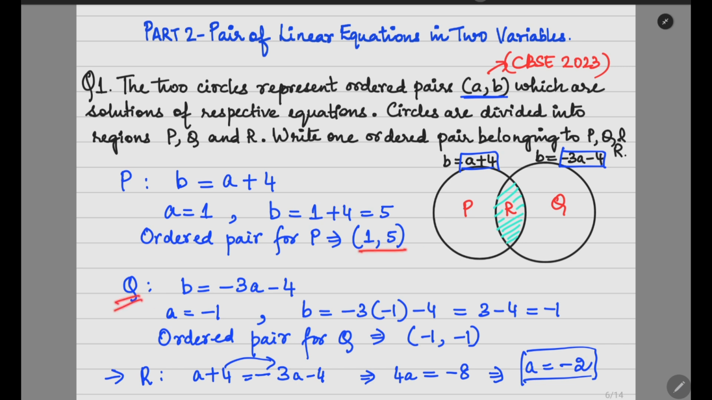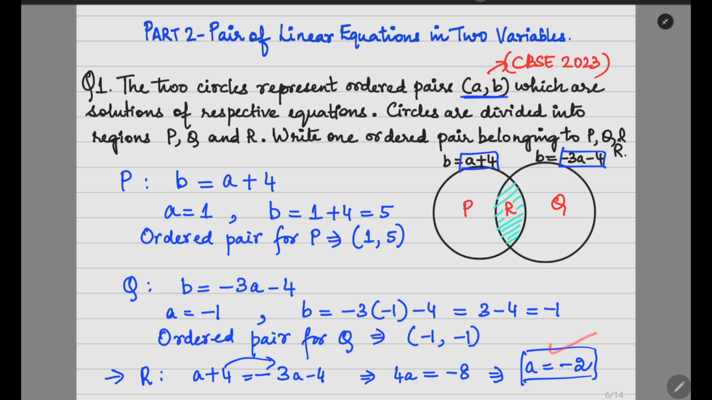For Q, do the same way. You are given the linear equation. Just for any value of A, find out what is B and write it in the form of the ordered pair for Q as A comma B. And then this is the most important. At the point of intersection, you have to equate both of the RHS. The LHS is B, just equate it. So A plus 4 is equal to minus 3A minus 4. Find the value of A.